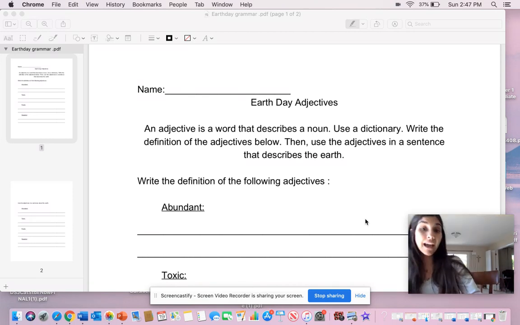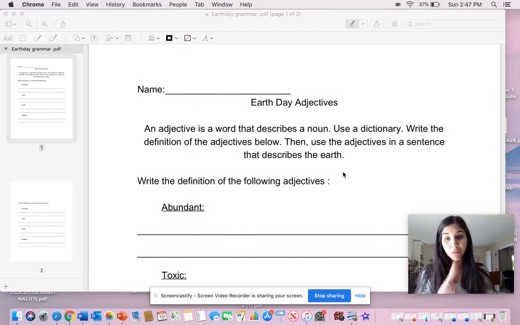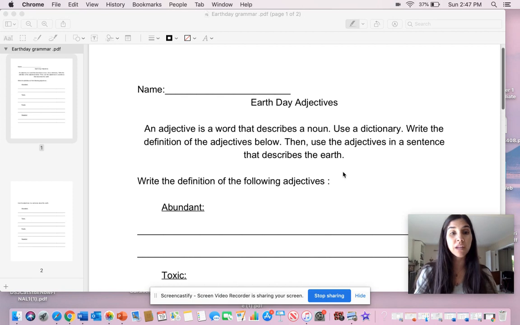So today I have some kind of tricky adjectives here, and we're going to do two things. First, we're going to use a dictionary to define the adjective. We can read a little bit about them, about if there's any synonyms and what they mean. And then we're going to use that knowledge of our adjectives, and we're going to write a sentence that has to do about the earth in celebration of Earth Day.